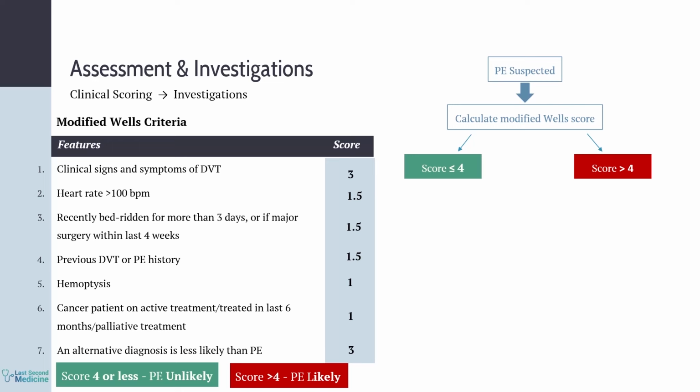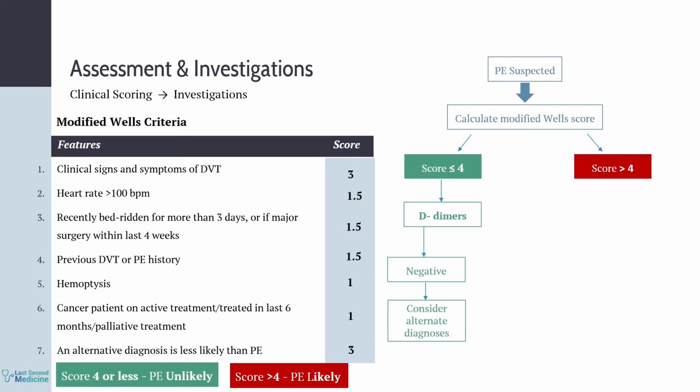If the score is 4 or less, then do a D-dimer. Serum D-dimer has low specificity, meaning that an elevated D-dimer may be raised in a variety of other conditions, including myocardial infarction, pneumonia, and sepsis, and therefore is of limited value. However, in the patients whose modified Wells scoring falls in the unlikely PE category, a negative D-dimer has a high negative predictive value. And therefore, a negative D-dimer here effectively excludes PE, and further investigations are usually unnecessary.